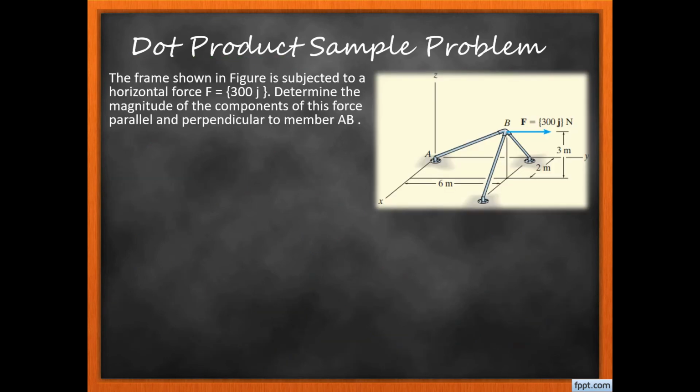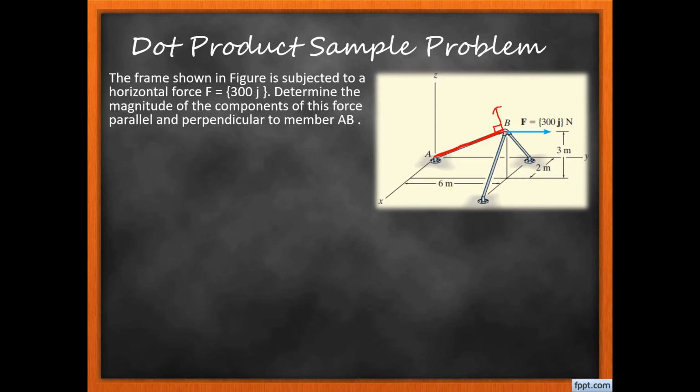Okay, so another example tayo. I-apply natin yung isa pang application ng ating dot product. So sabi dyan, the frame shown is subjected to a horizontal force F is equals to 300j. Determine the magnitude of the component of this force parallel and perpendicular to member AB. So ibig sabihin, ang kukunin natin na reference line is yung member AB. So kukunin natin yung component ng force, itong F na 300j, parallel dito sa AB, saka perpendicular dito sa AB. Okay? So isang parallel, isang perpendicular.